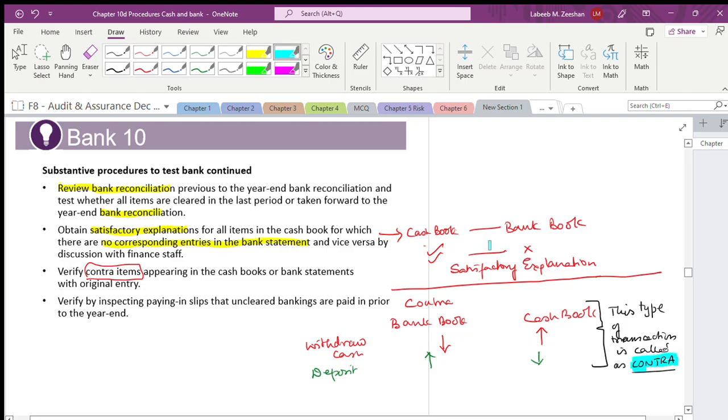What you have to do? You have to make adjustments in both the books. See the thing. Your contra item appears in the cash book or bank statements with the original entry. We have to make an entry in the cash book that we have deposited, reduce the cash balance, and increase the bank balance. Simultaneously we are doing the things. That is called a contra item. Is it clear?